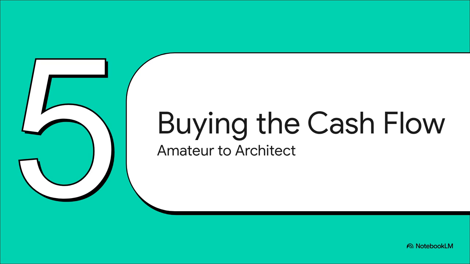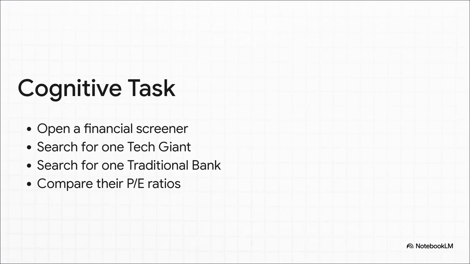Finally, Section 5, buying the cash flow, upgrading from amateur to architect. All right, it is time for your graduation. Here's your specific neurofitness cognitive task for today. First, I want you to open up a financial screener, something like TradingView, Yahoo Finance, or Matriks. Second, search for one giant tech company and check out its PE or F/K ratio. Then search for a traditional energy or banking company and look at that ratio. Just compare them. You're going to see a massive difference in how the market values rapid growth versus tradition. This simple exercise really bridges the gap between theory and real-world wealth building.